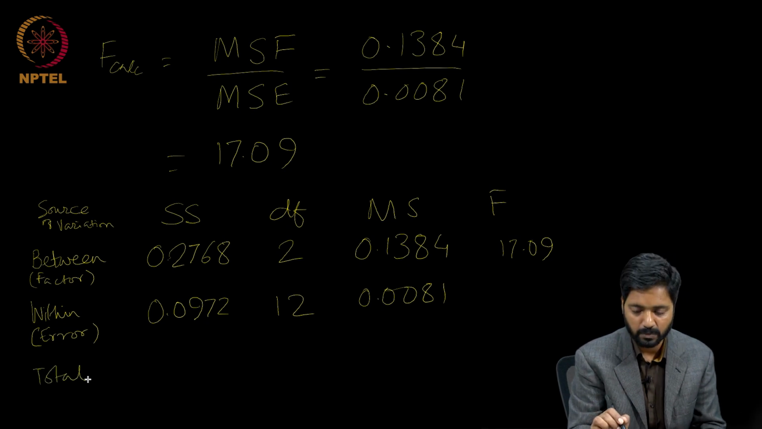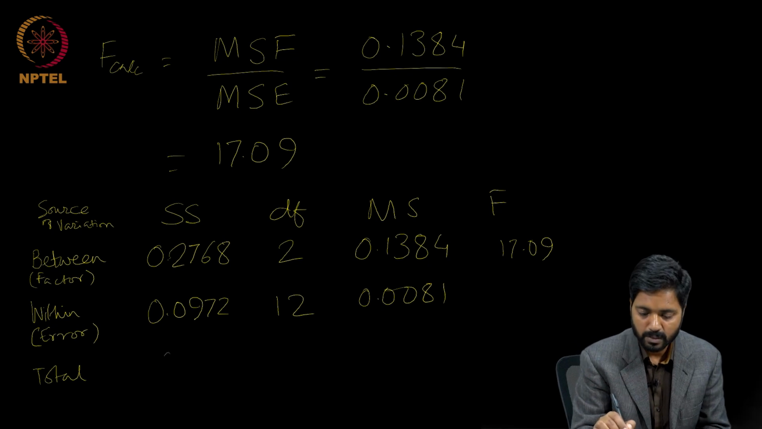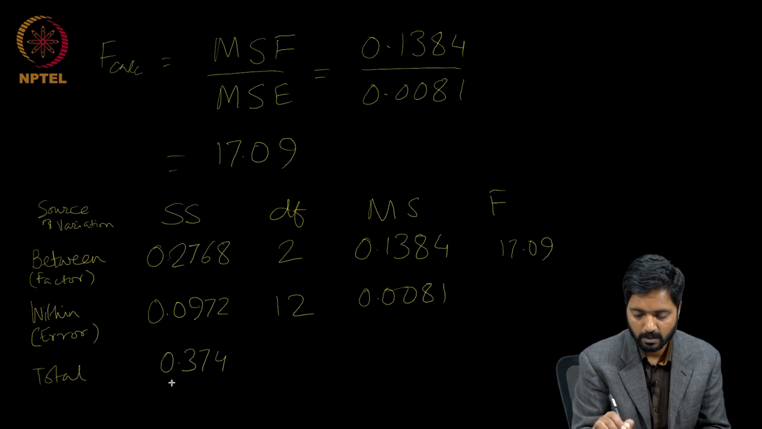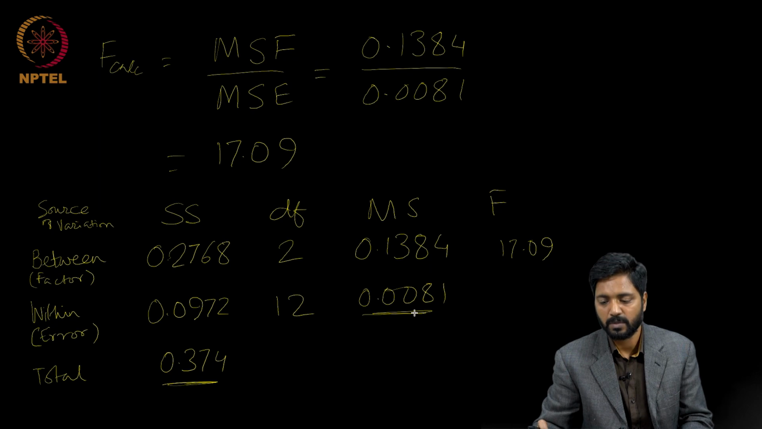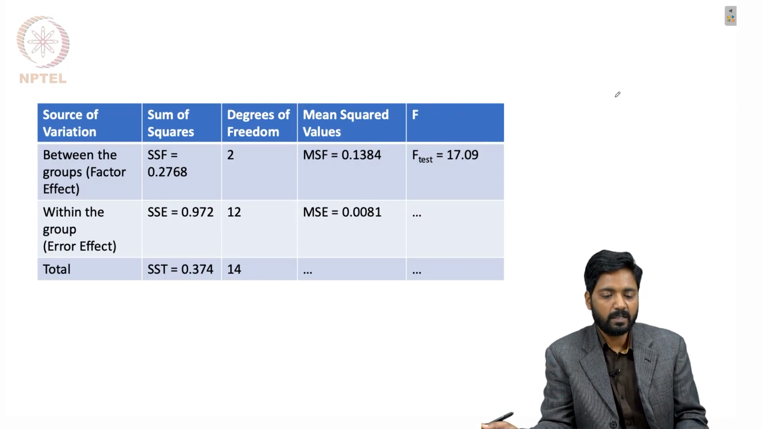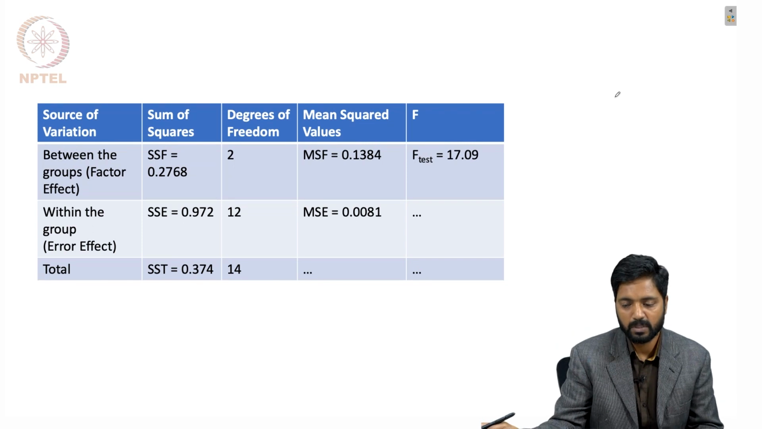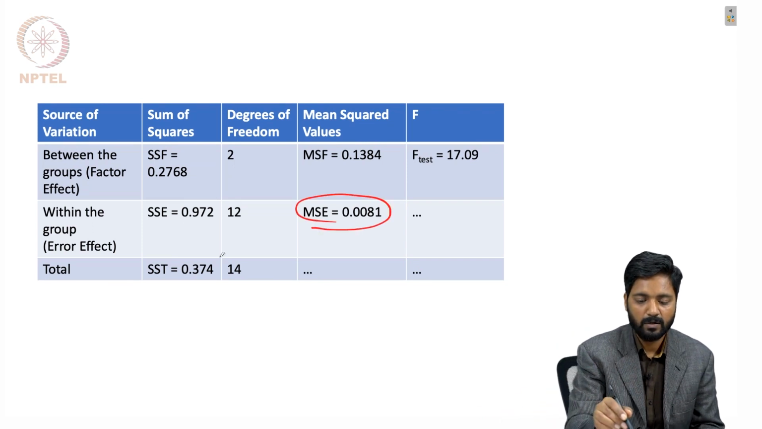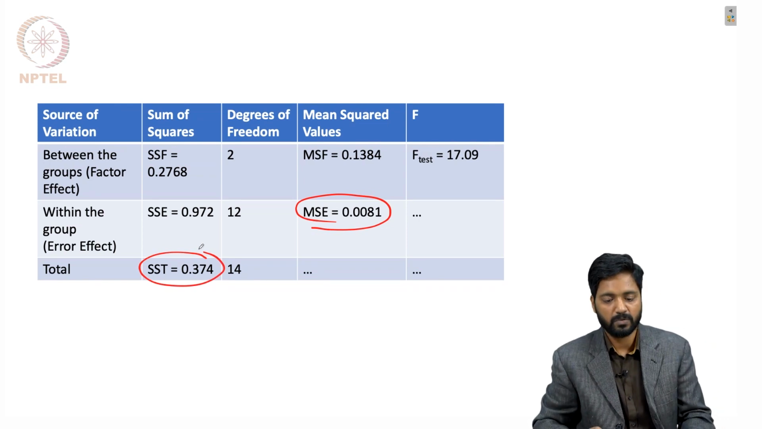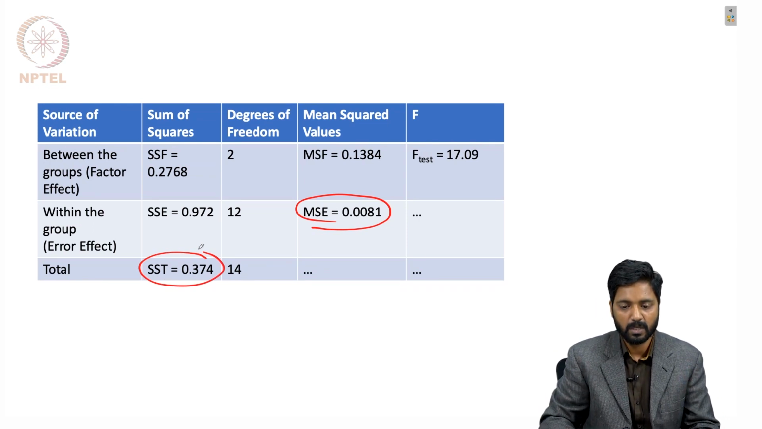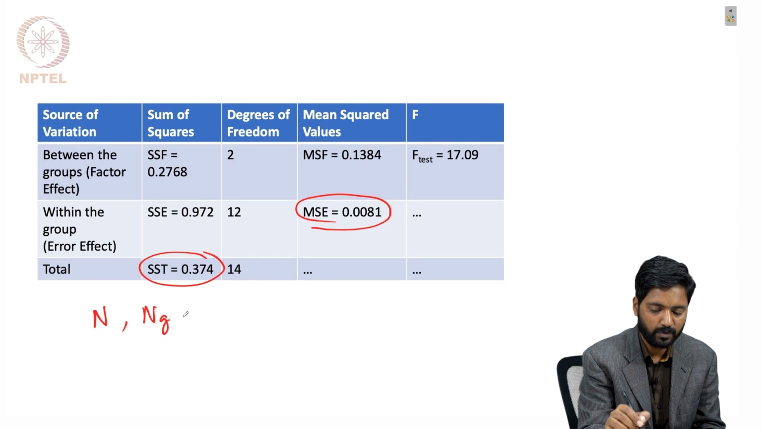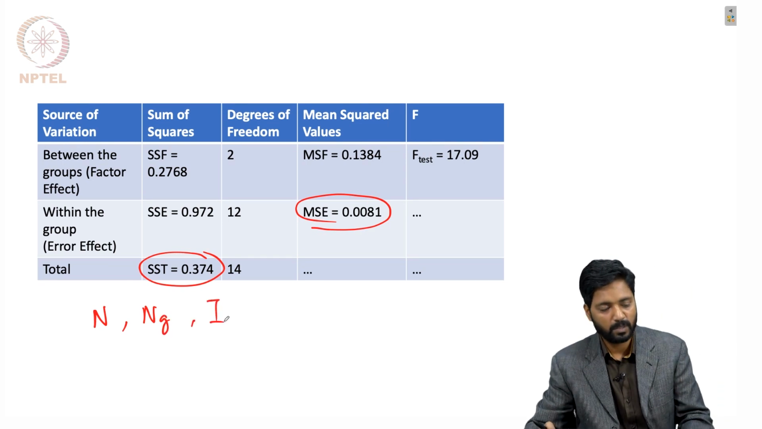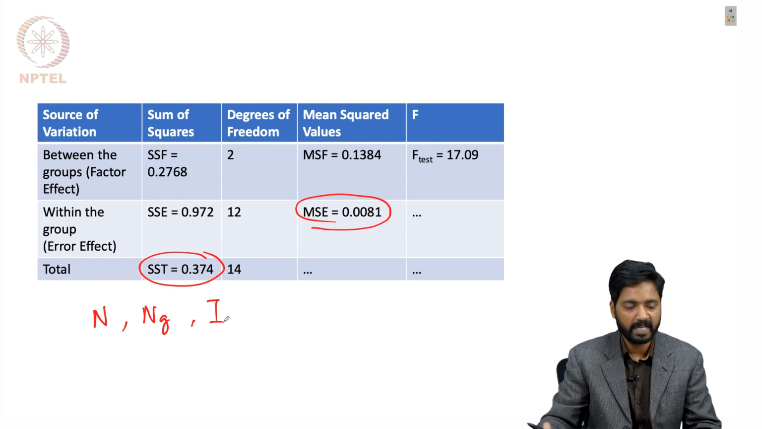So this completes our ANOVA table with only very little information provided to us in the form of the sum of squares total, which is 0.374, and the mean square error, which is 0.0081. So you can see that we can complete this ANOVA table when only very little information, based on the mean square error and the sum of squares total, has been provided. The n value, the number of replicates, and the I value, which is the number of groups, were also provided to us. That allowed us to complete this ANOVA table.